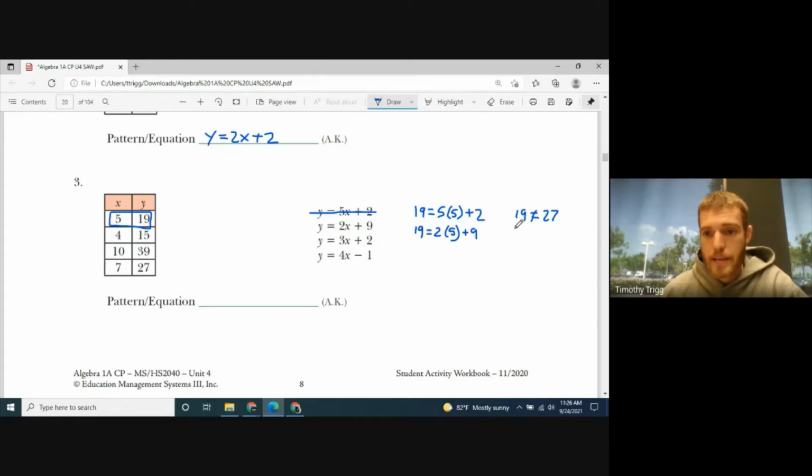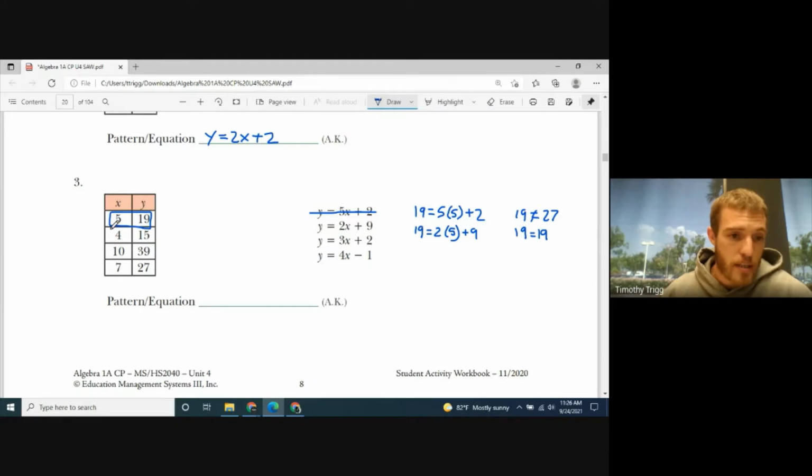So this will be 19 equals, and this will be 2 times 5, that's 10. 10 plus 9 is 19. Okay, that's good. So that means that this first point is on this equation. Okay, this first point is a solution for this equation.